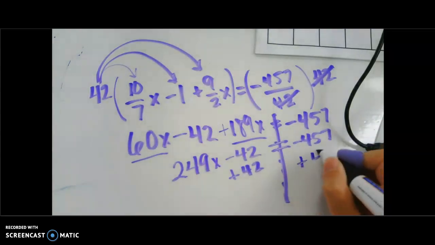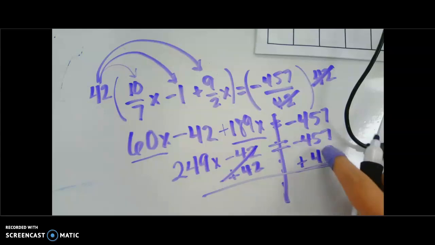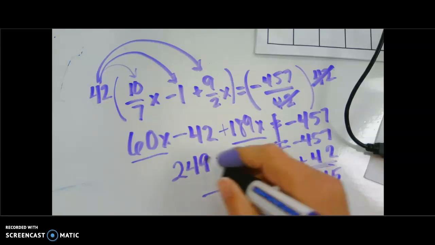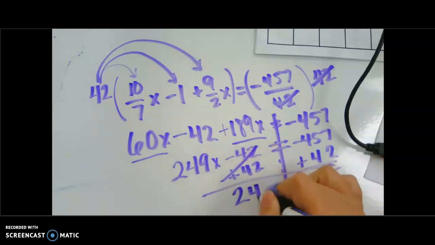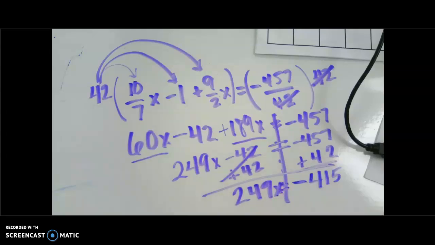I'm going to add 42 to both sides. Because this one's negative and that one's positive and the 457 is bigger, I know I'm going to have a negative answer. And because they are different signs, we're going to actually subtract. But 415 minus 42, with a calculator, because I wasn't expecting these to be this large. 249x will equal that negative 415.